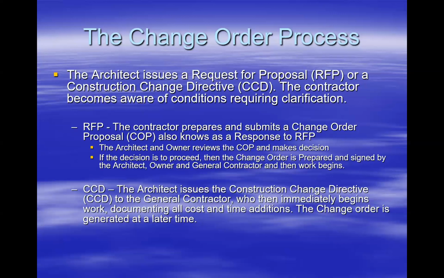Okay, in that type of situation, what happens is the RFP is developed, it is submitted as a change order proposal. Sometimes it's also known as just a response to the request for proposal. And then the owner and the architect have to make a decision. Okay, if that decision is in the affirmative, that they're going to proceed, then a change order, the instrument once again, would be prepared, signed by all three parties, the architect, owner, and general contractor. And then at that point, and only after that point, would we begin on the work.